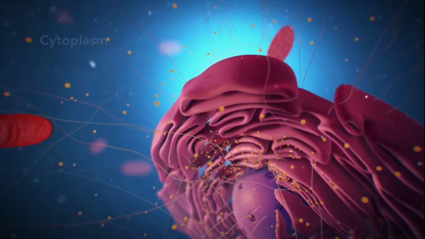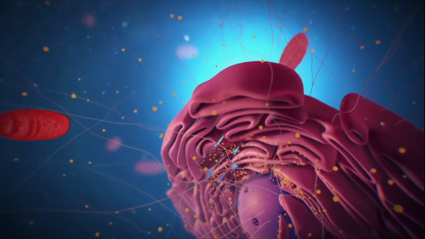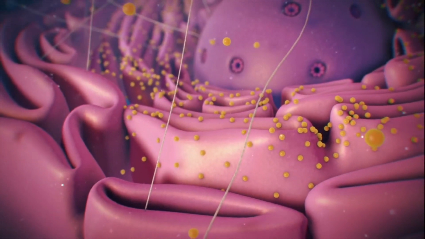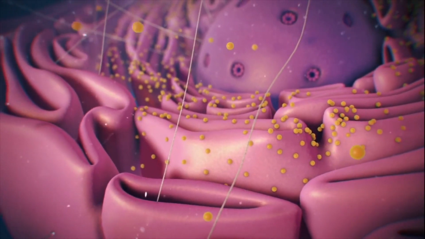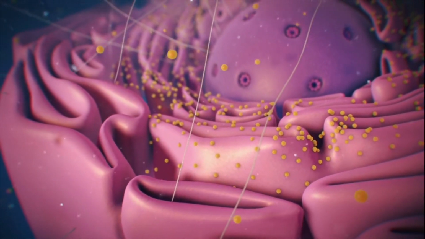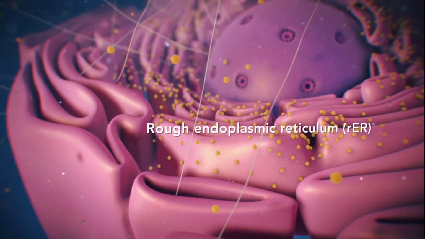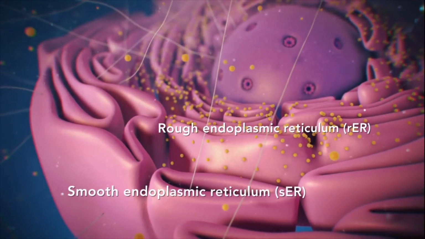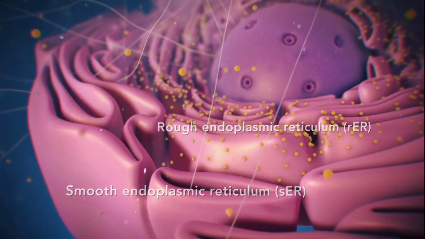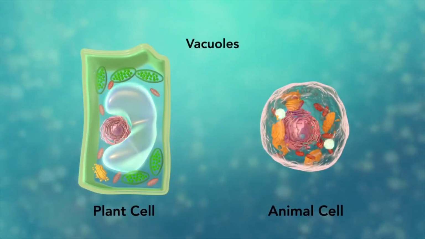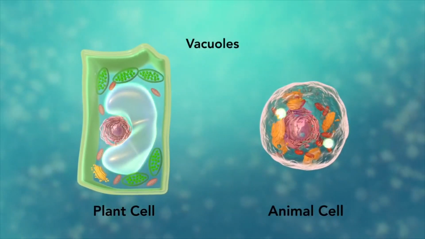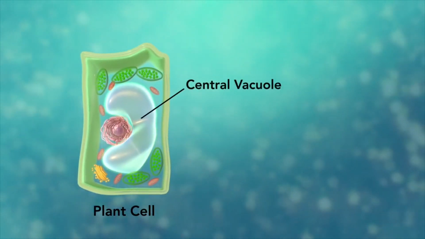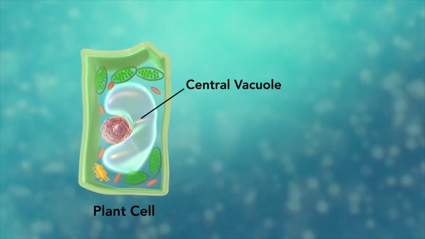Ribosomes may wander freely within the cytoplasm or attach to the endoplasmic reticulum, sometimes abbreviated as ER. There are two types of ER. Rough ER has ribosomes attached to it, and smooth ER doesn't have ribosomes attached to it. Vacuoles are sac-like structures that store different materials. Here, in this plant cell, the central vacuole stores water.